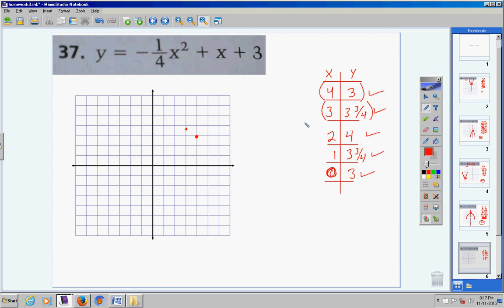And then over 2, and up 4. Over 2, up 4. Next ordered pair is 1 and 3/4. So another wide parabola. My last ordered pair is 0, 3.